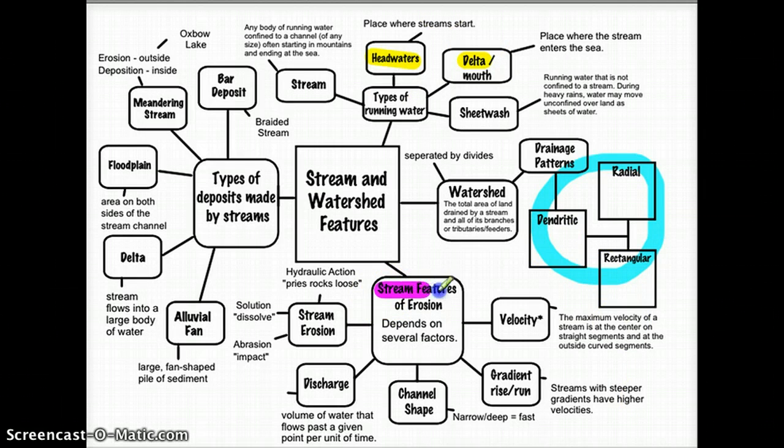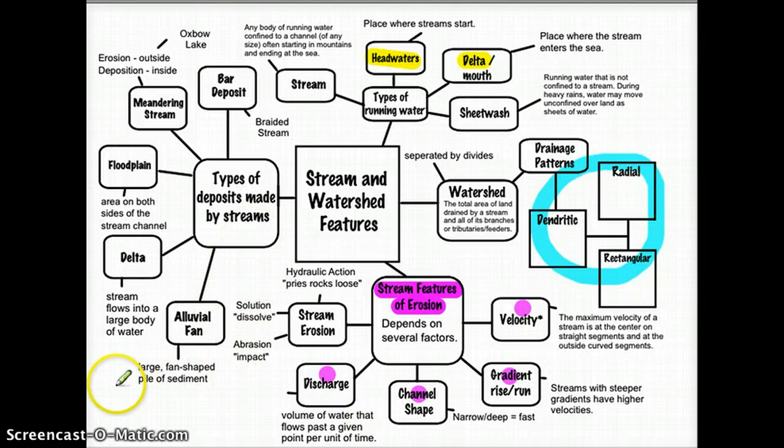Along the bottom, we talk about different types of stream erosion. We have velocity, which is the speed of the stream, gradient, which is the slope. Channel shape can affect the speed. The fastest stream is going to be narrow and deep. Then we also talked about discharge, which is the amount of water that travels past a certain point in a certain amount of time.